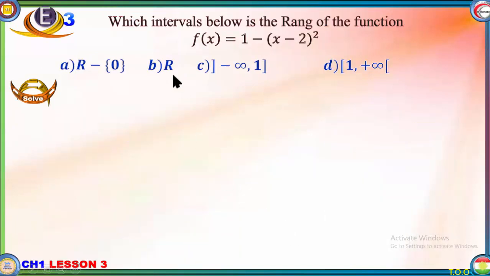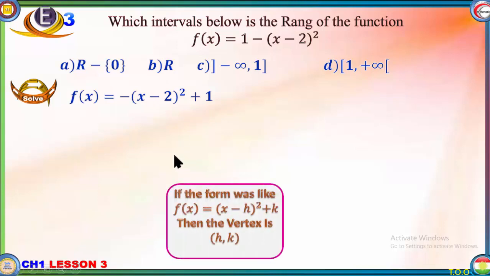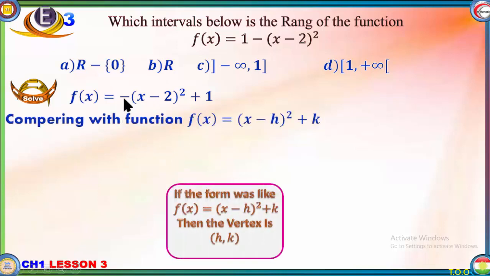Example number 3. Which interval below is the range of the function f of x equals 1 minus (x minus 2) squared? First of all, write the function in this way: f of x equals minus (x minus 2) squared plus 1. As we said, we take 2 as the value of h and plus 1 as the value of k, and because the leading coefficient is negative, then it starts from negative infinity to the 1.